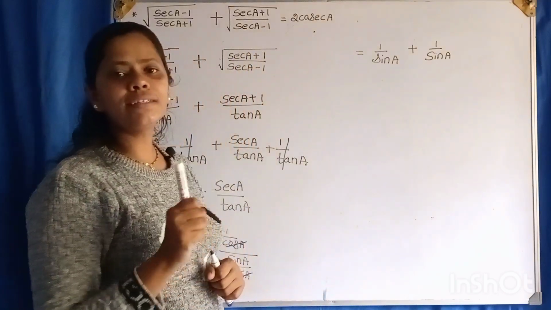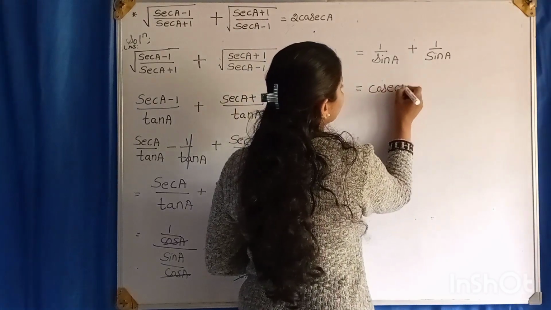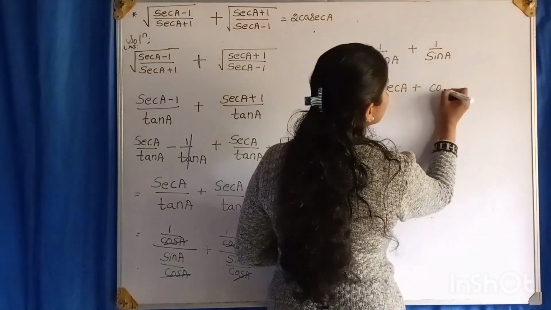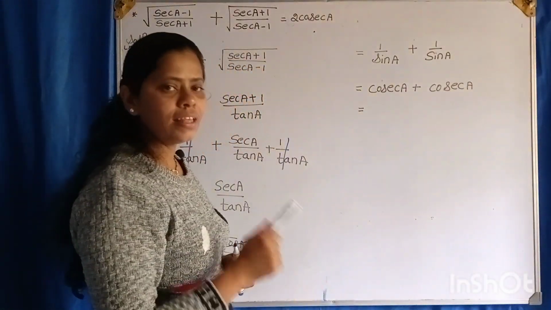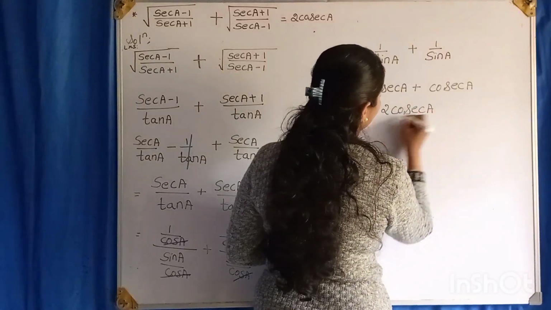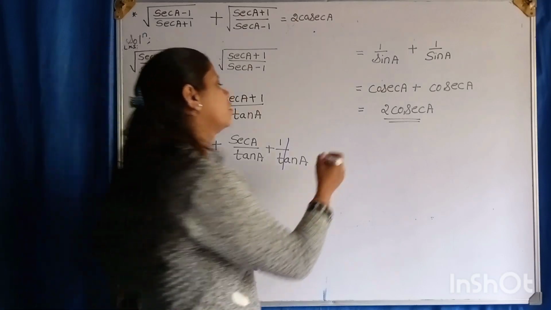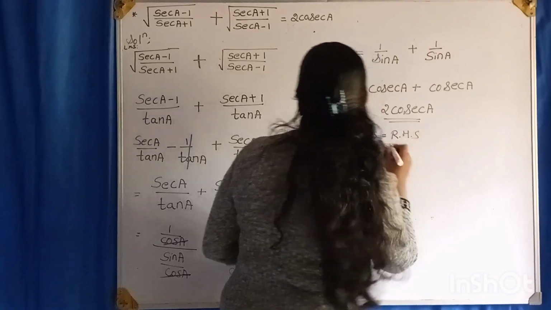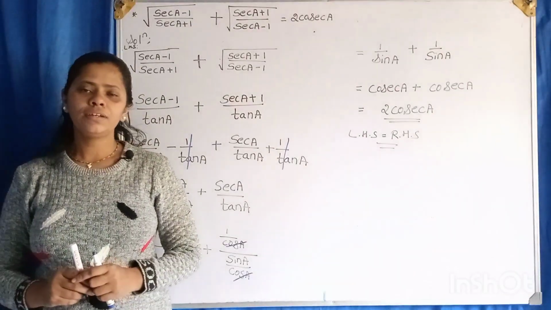We know that 1 by sin A is what? Cosecant A. Cosecant A plus 1 by sin A, I can write it as cosecant A. Now cosecant A plus cosecant A is what? 2 cosecant A. That is our RHS. Okay. LHS is equal to RHS. I hope you have understood. Thank you.